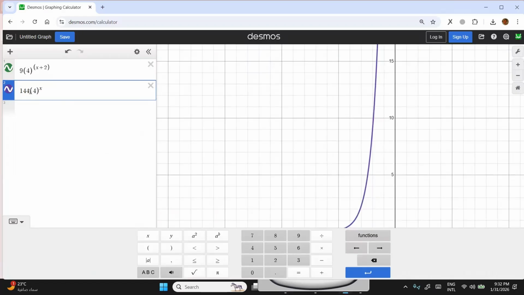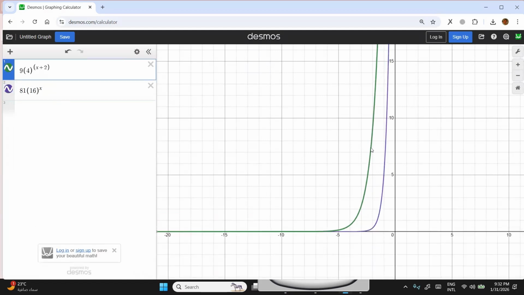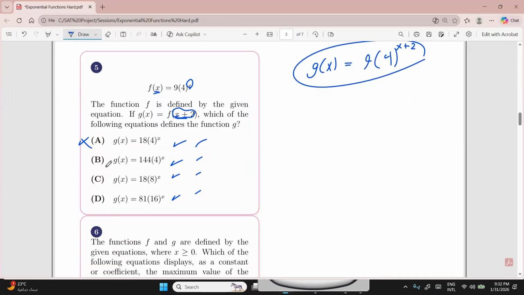18, 8 to the power of x, for example, is something different. Also, 81, 16 to the x, you get another one, not the same as our green one. But if you graph letter B, you get the same answer. That's the easiest way to work through this kind of question.